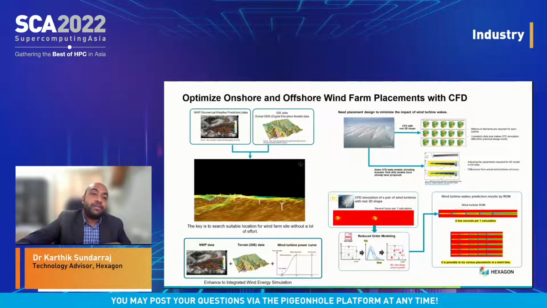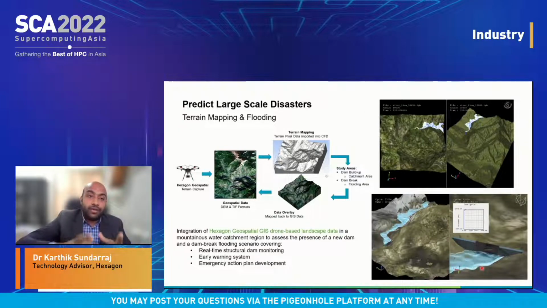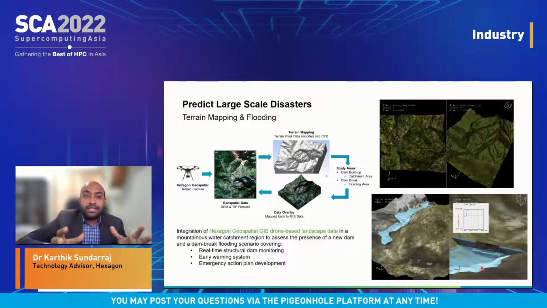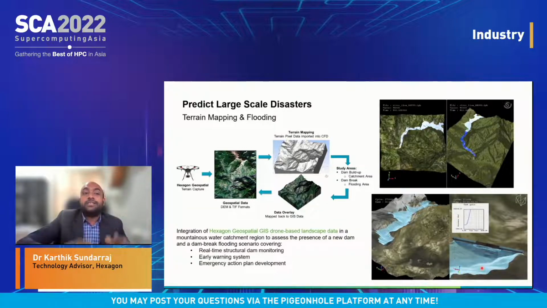The other very important large scale simulation is disaster. How do we manage disasters? This is a very good example of flooding and breakage of a dam. This project is extremely complex because it uses close to a 4 kilometer by 4 kilometer area. The terrain is taken from a drone and the terrain is taken inside CFD. Then there is water flowing.